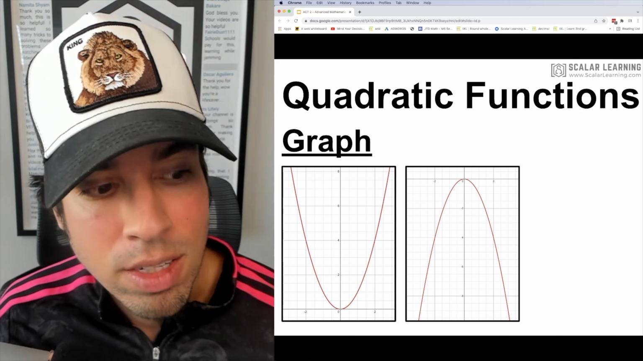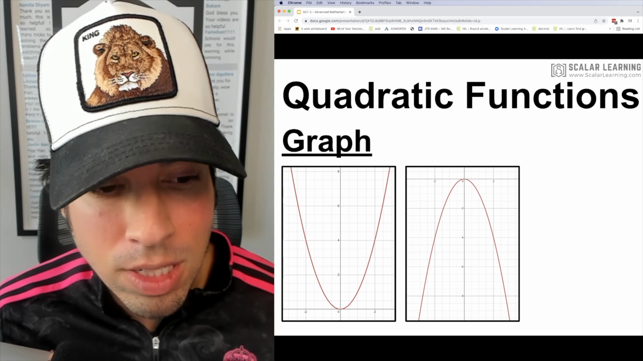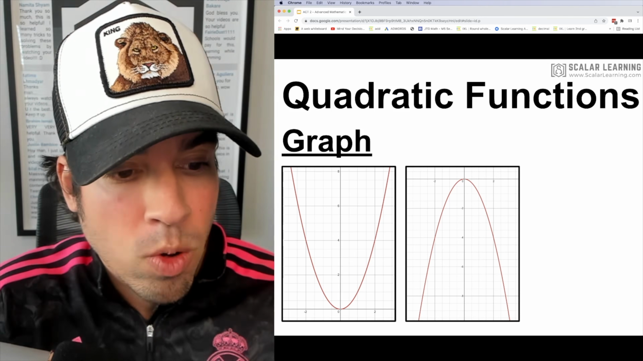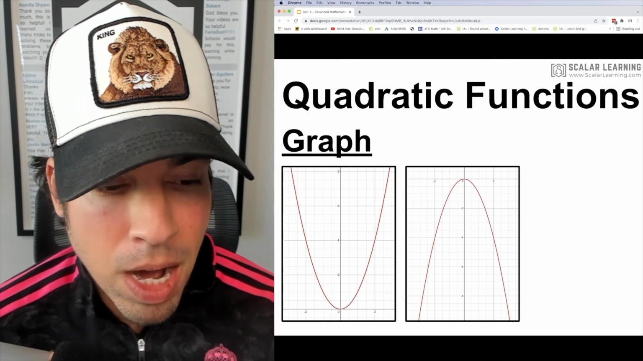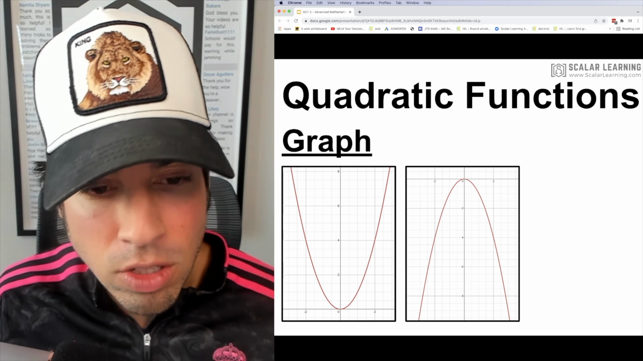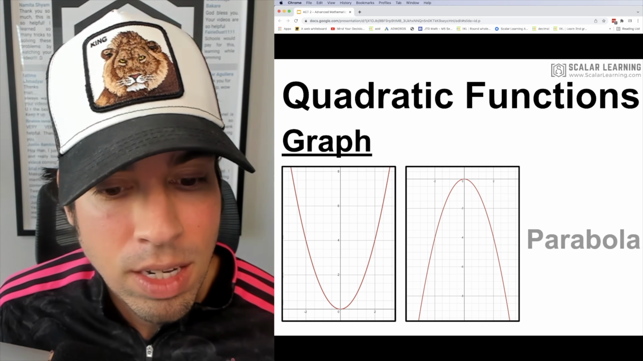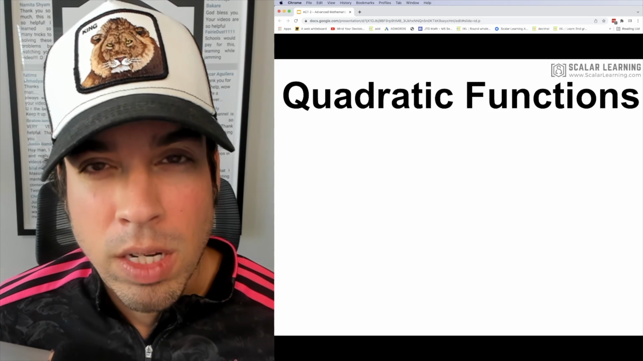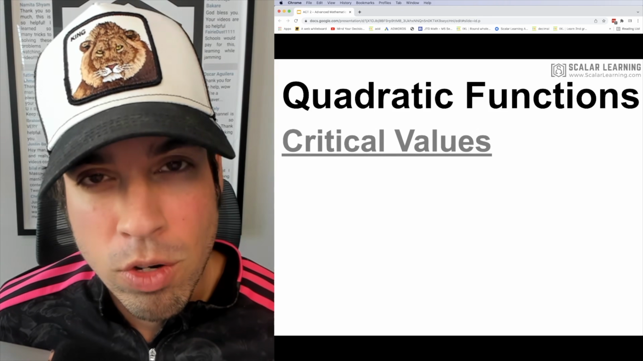Now, these are both centered at the origin, meaning the vertex, that critical point where it kind of bottoms out. It's either the bottom or the top, the min or the max. That is the vertex, and this is centered at the origin 0, 0. And once again, it's called a parabola. When it comes to quadratic functions, there are 3 critical values.